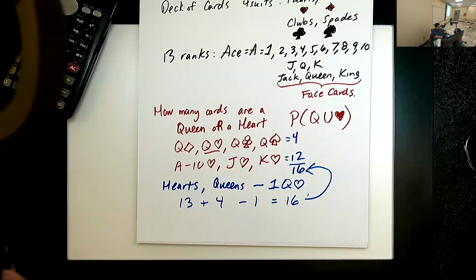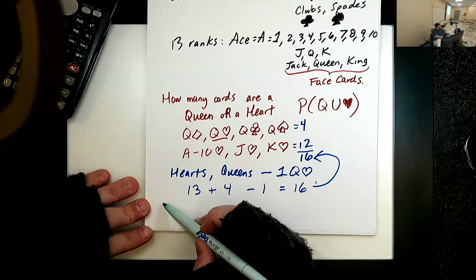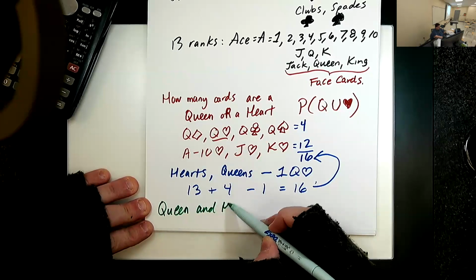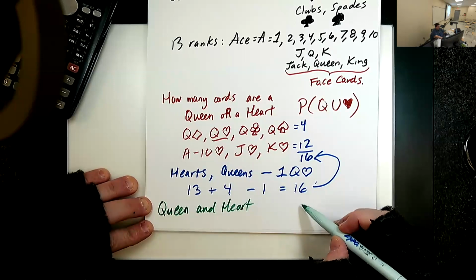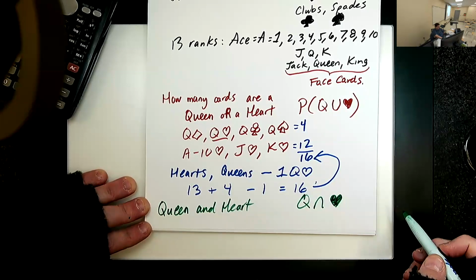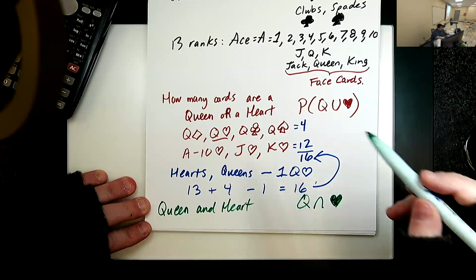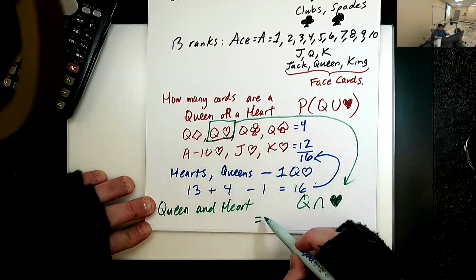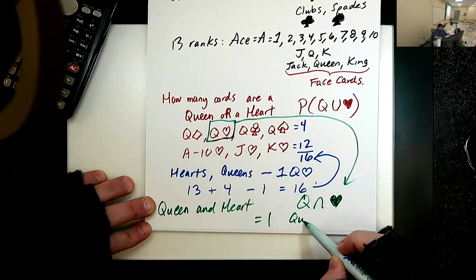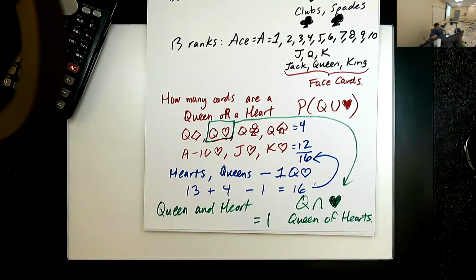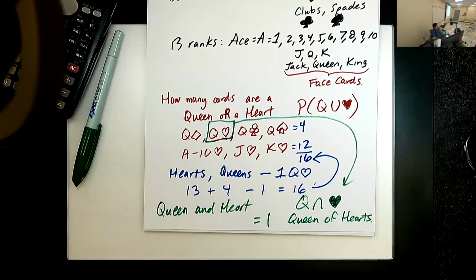You'll also see in the homework, they'll do something like this. How many are queen and heart? Or queen intersect heart? Well, there's only one. It's that one right there. There's just one, the queen of hearts. So these types of things are going to show up in the probability section.